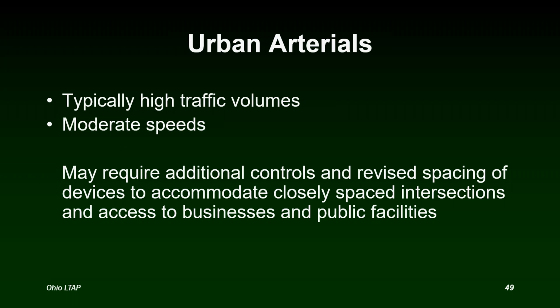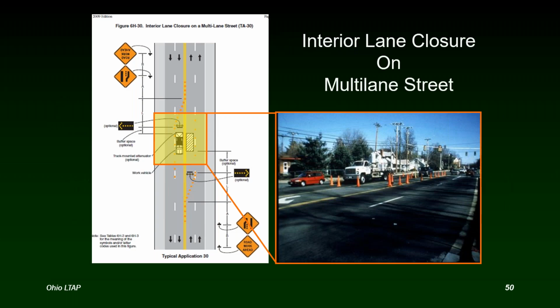So with these characteristics, you may require additional traffic controls and revised spacing of devices to accommodate closely spaced intersections and closely spaced driveways, which are the access to businesses and public facilities. So here's a typical application. Most of these arterial roadway typical applications show 4-lane roadways.